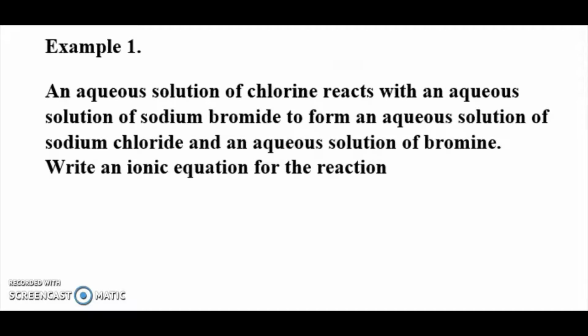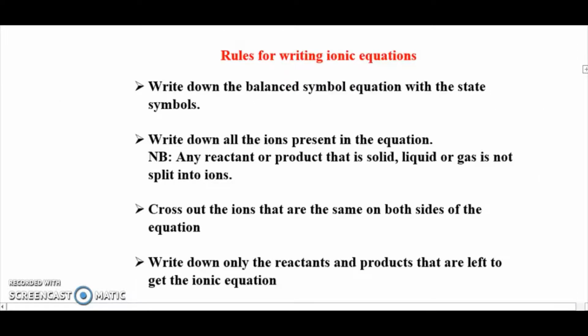Okay, let's take a look at this example. An aqueous solution of chlorine reacts with an aqueous solution of sodium bromide to form an aqueous solution of sodium chloride and an aqueous solution of bromine. Write an ionic equation for this reaction. Remember, we have to use our rules to help us. The first rule says we should write down the balanced symbol equation for the reaction with state symbols.